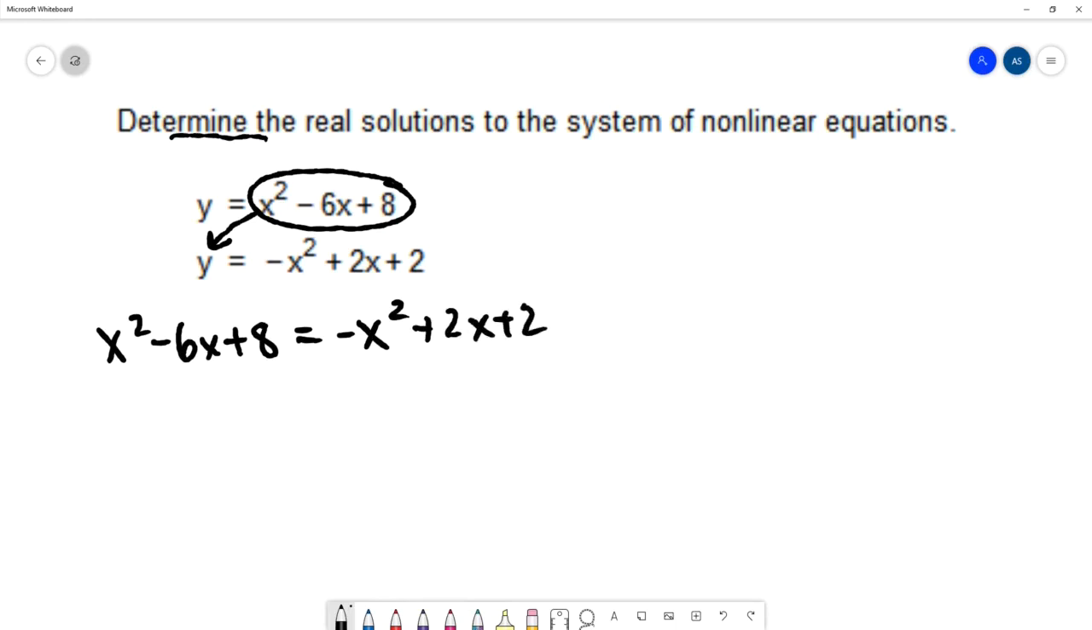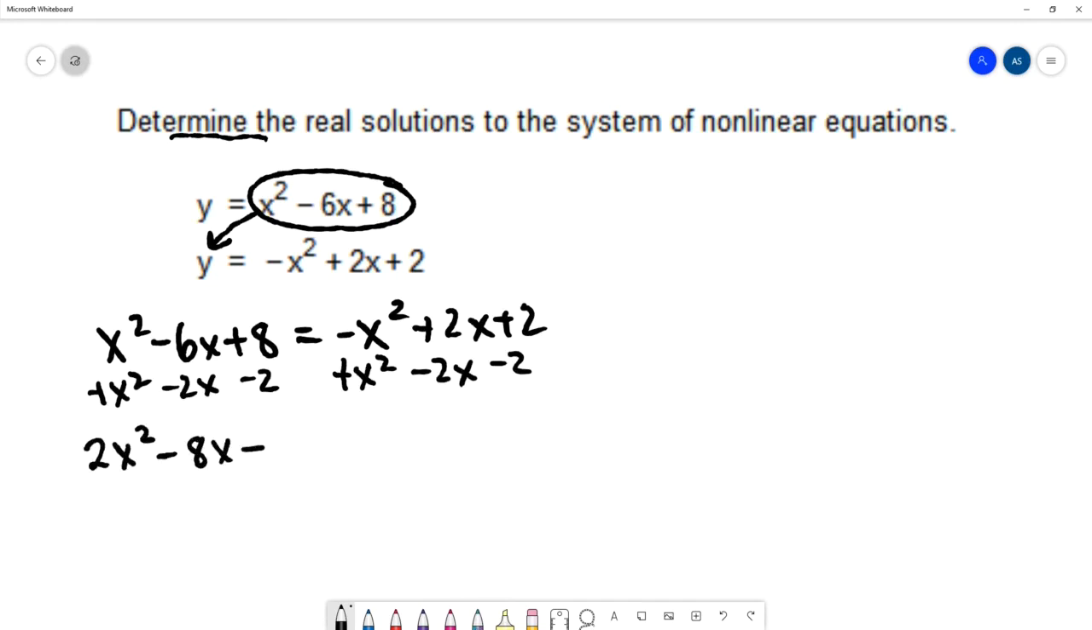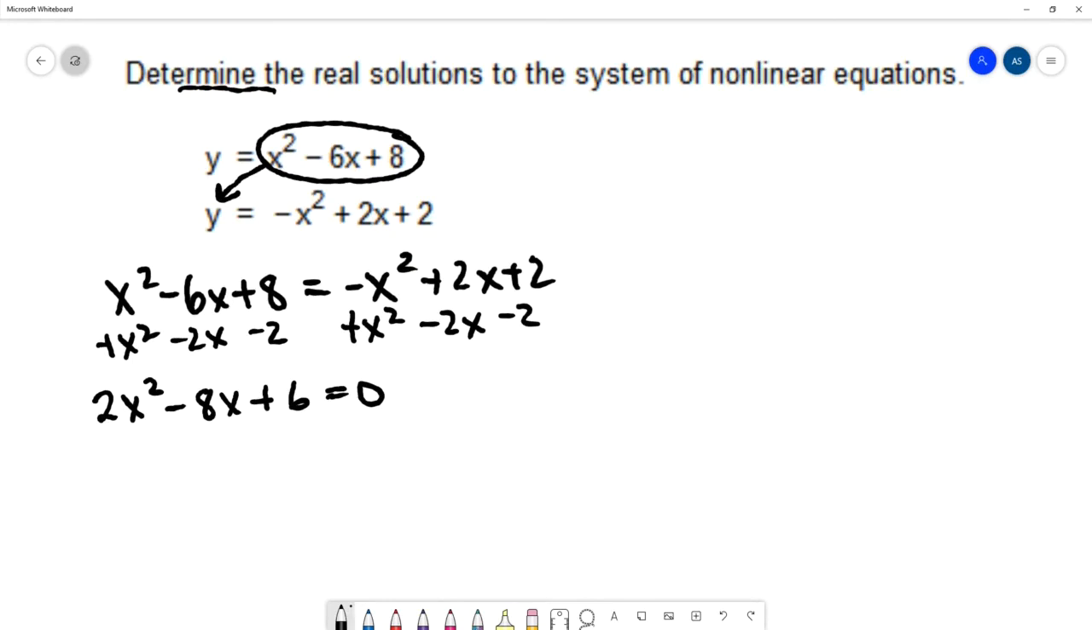I'm going to move all the terms to the same side. So I'll add x squared. I'll subtract 2x and subtract 2. That's going to give 2x squared minus 8x plus 6 equals 0. I'm going to solve this quadratic equation by factoring. Let's factor a 2 out. We get x squared minus 4x plus 3 equals 0.